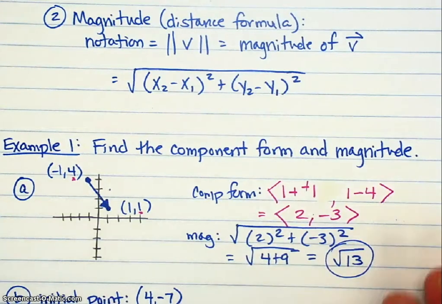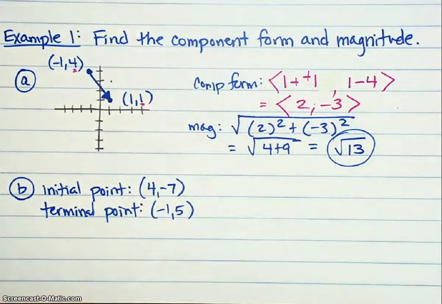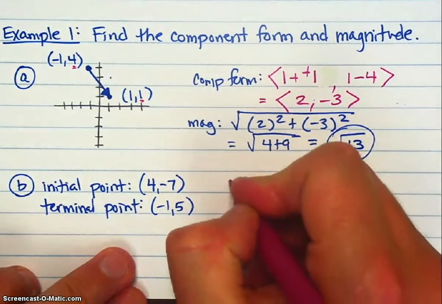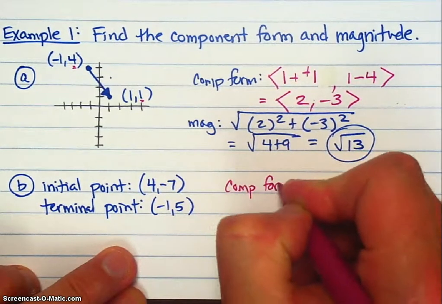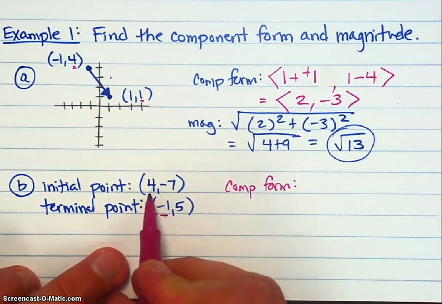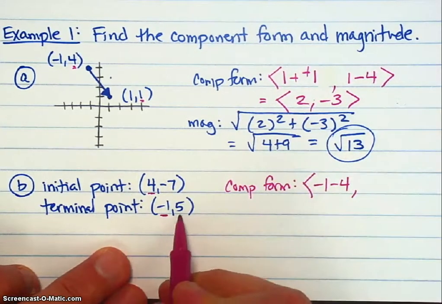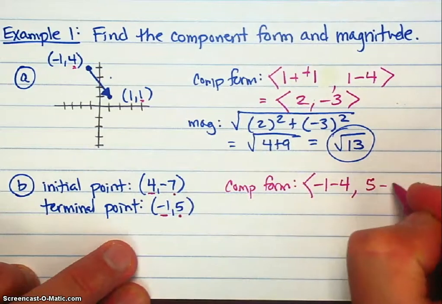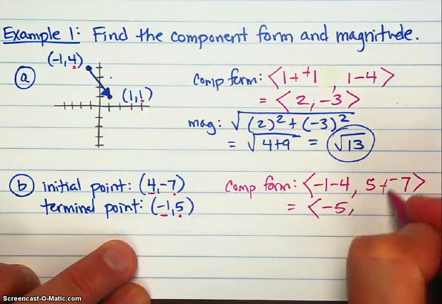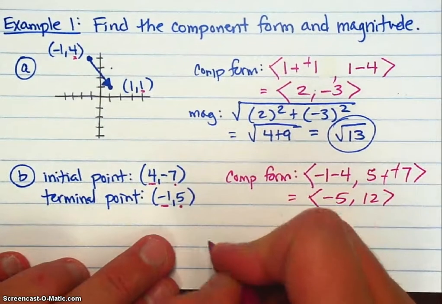All right, so one more example just to show you how this works. They may not give you a diagram. It may just actually tell you what the initial point and the terminal point are. So same thing here. Let's go component form. We're going to take x2, which is here, minus x1. So I go -1 minus 4, comma, y2 minus y1, which is 5 minus -7. And when I do that, I get -5, and that becomes a positive 12. There's the component form.